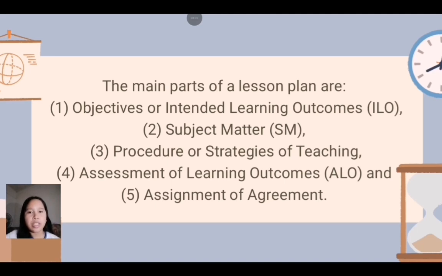First, objectives or intended learning outcomes or ILO. Second, subject matter or SM. Third, procedure or strategies of teaching. Fourth, assessment of learning outcomes or ALO. And last, assignment or agreement. So now we're going to tackle how we are going to create each of these parts of a lesson plan.